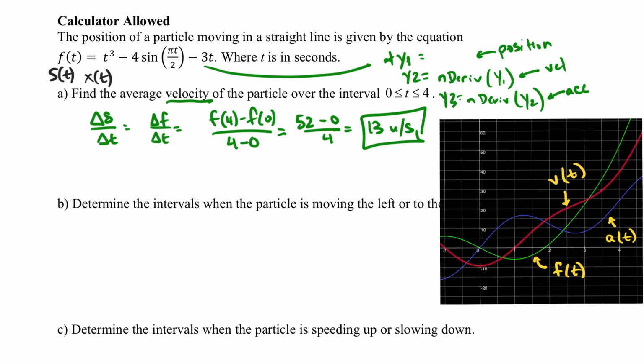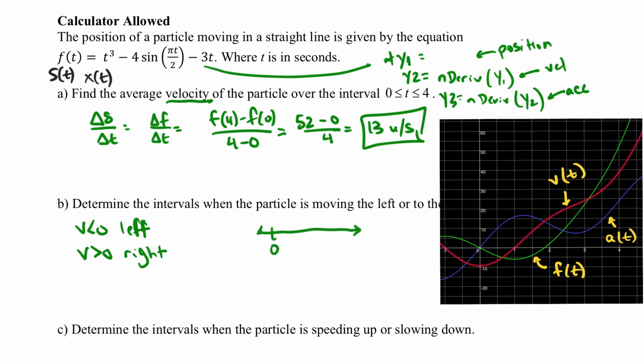Okay, to solve this, we need v of t, and when v is less than 0, this is moving to the left, and when v is greater than 0, this is moving to the right. So let's try to find out when this is happening. And I will put these on a number line. It will make it a little bit easier.